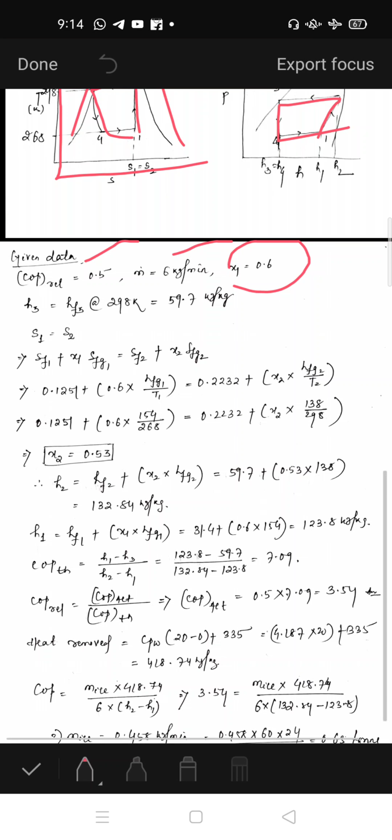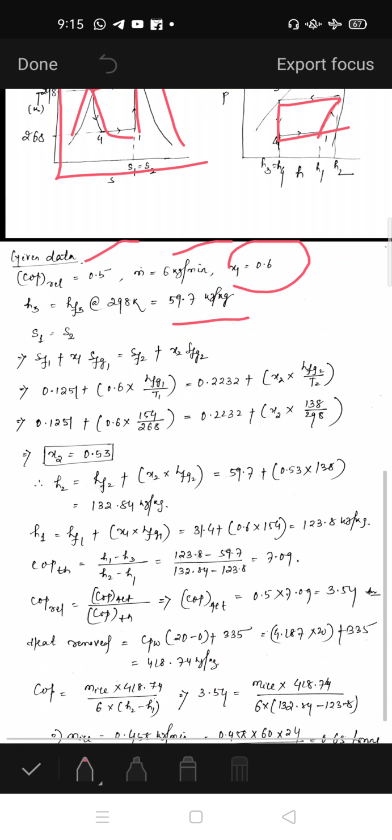So you have to find the enthalpies at these points, means H1, H2 and H3. Okay, first find the enthalpy which is very easy to find. Which one can be found very easily? It is H3, that is very simple and easy to find. Why? Because you know the data. H3 will be HF3 at this temperature, means at 298 Kelvin. So from the table it is 59.7. Fine, H3 is clear. Now two enthalpies are remaining, that is H1 and H2.